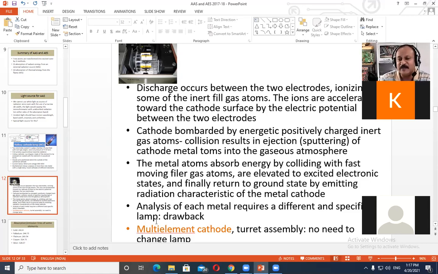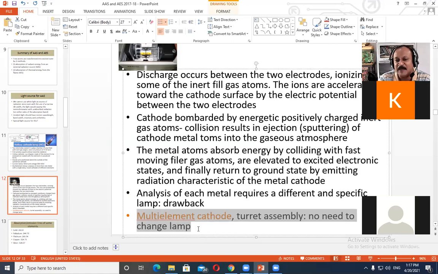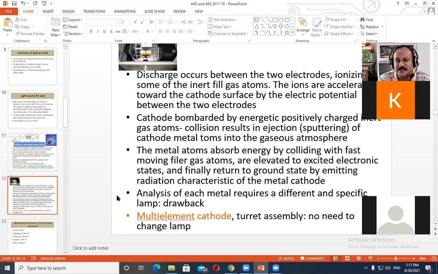So we can purchase a lamp which has a multi-element cathode, and that will contain those elements which we want to measure very frequently. Then the problem will be solved to some extent. But another problem with these lamps is that the life of the lamp is not as good as the single element lamps. So we have to make that particular compromise, right? Then we go to the next slide.